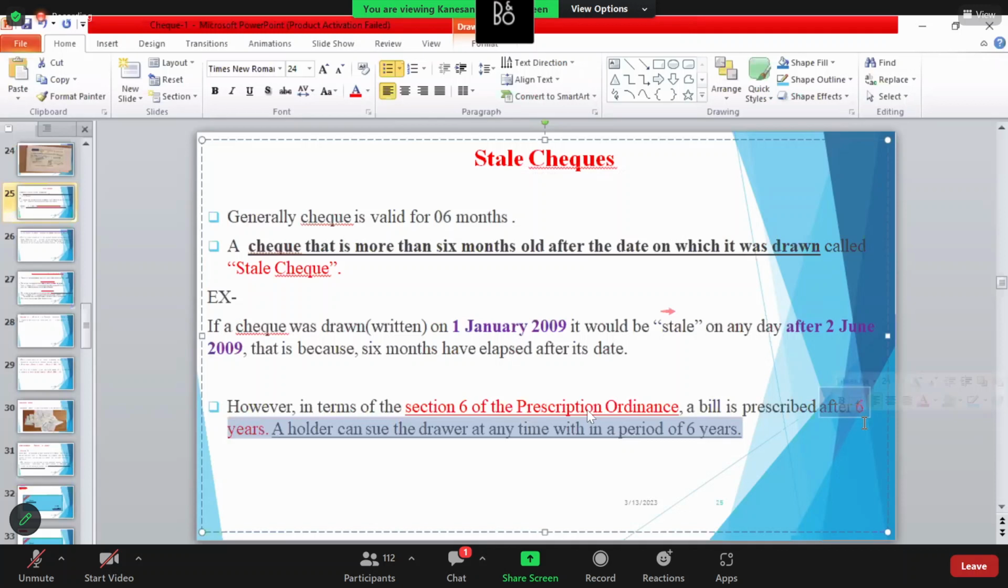If you're silent, and after 6 years, 10 years, you file a case against me by using such a check, then you can't file an action, because the prescription period of a check is 6 years, right? Have you all understood what a stale check is and within how many years you can file a case against another person by using a check? Understand, students? Good. Okay, that is known as a stale check, right?